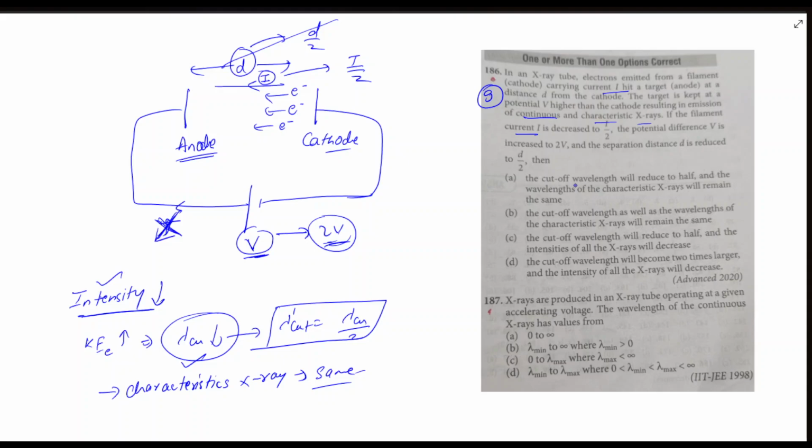So let's check the options. The cutoff wavelength will reduce to half, right? And the wavelength of characteristic X-rays will remain the same. So A is correct. Next, option B: the cutoff wavelength as well as the wavelength of characteristics will remain the same. This is wrong, cutoff will decrease. Option C: the cutoff wavelength will reduce to half, correct. The intensity of all X-rays will decrease. Definitely they will decrease, because this current decreases. This is not the I current, it's the filament current. Option D: the cutoff wavelength will become 2 times larger. This is wrong. So A and C are the correct options.